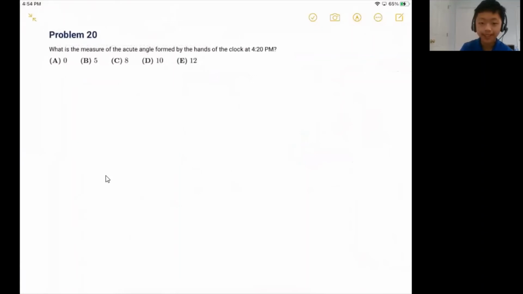Question 20 is also a very standard question. It's about a clock. In this question, we want to find the measure of the acute angle formed by the hands of the clock at 4:20 p.m.